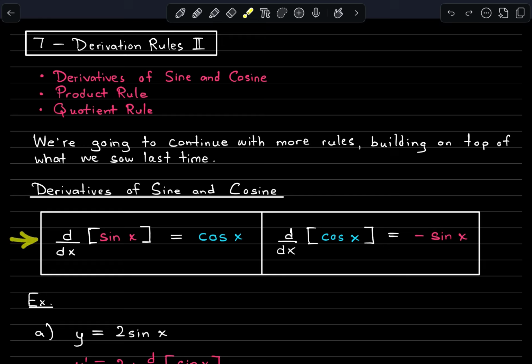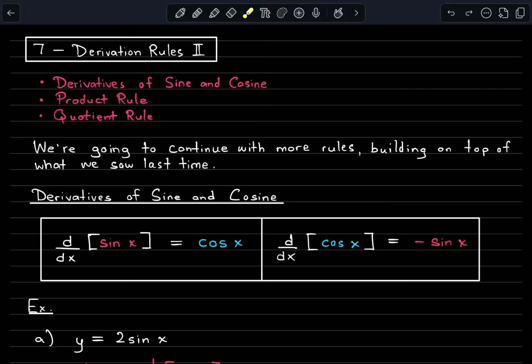All right, to start off with, right here, we've got the derivatives of sine and cosine. The derivative with respect to x of sine of x is simply cosine of x. Okay, so we switch from one to the other. And the derivative with respect to x of cosine of x is negative sine x. Okay, so this negative sign is really important. So it's not a simple switching back and forth. We are also going from positive to negative when we take the derivative of cosine.